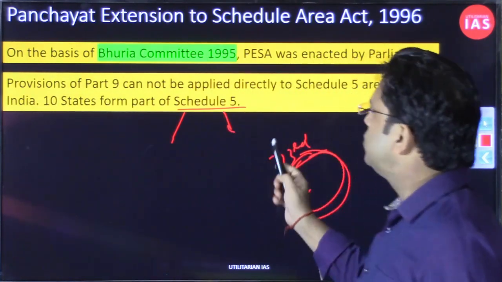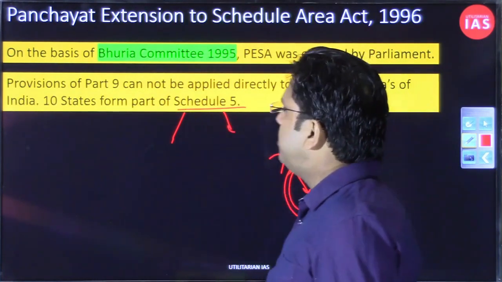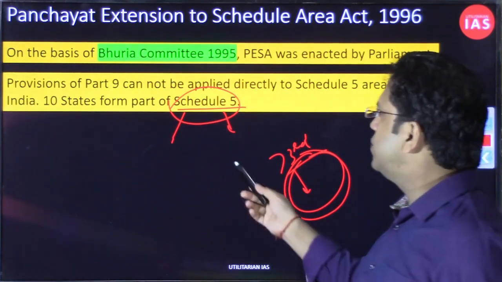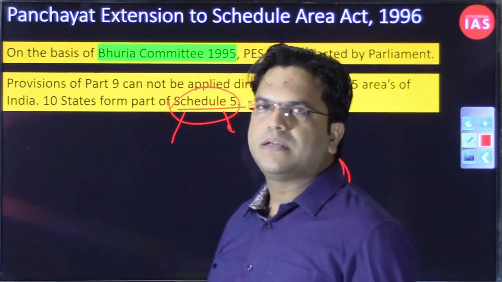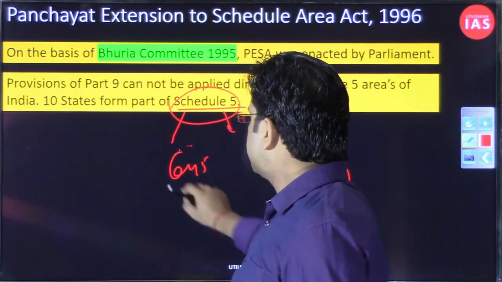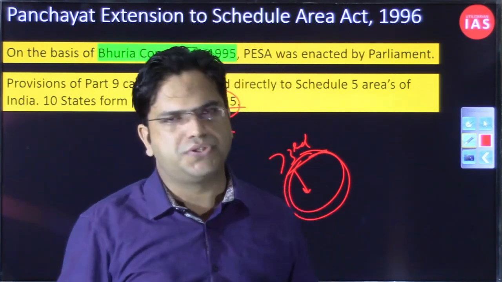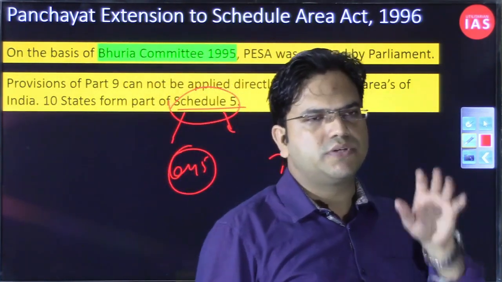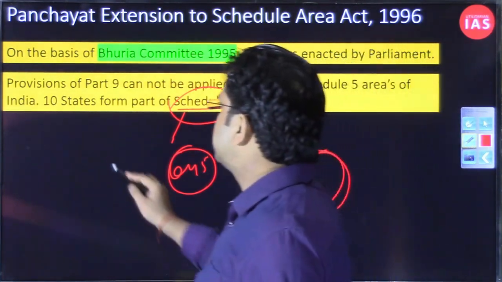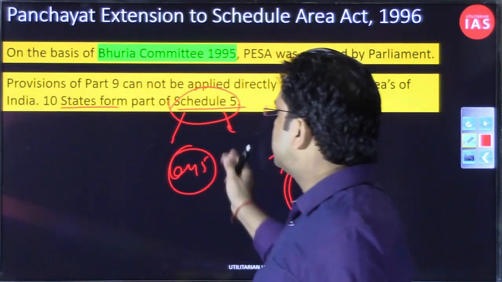As I already told you, the provisions of this PESA Act will be applied on the people residing in Schedule 5. So first you will have to understand what this Schedule 5 is and why it has been created. You have 645 tribal communities across India residing in villages of different states. The population of this tribal community is not concentrated in a particular state, it is spread over the states. So you have these 10 states that have been recognized under Schedule 5.